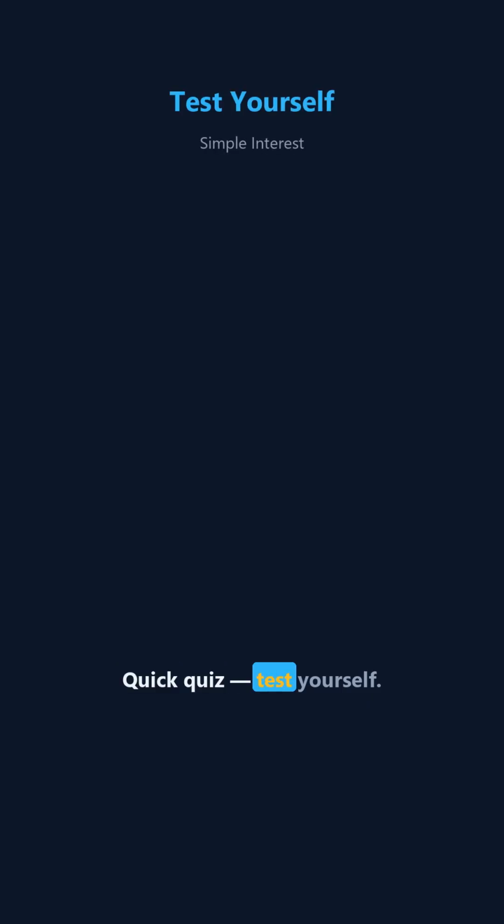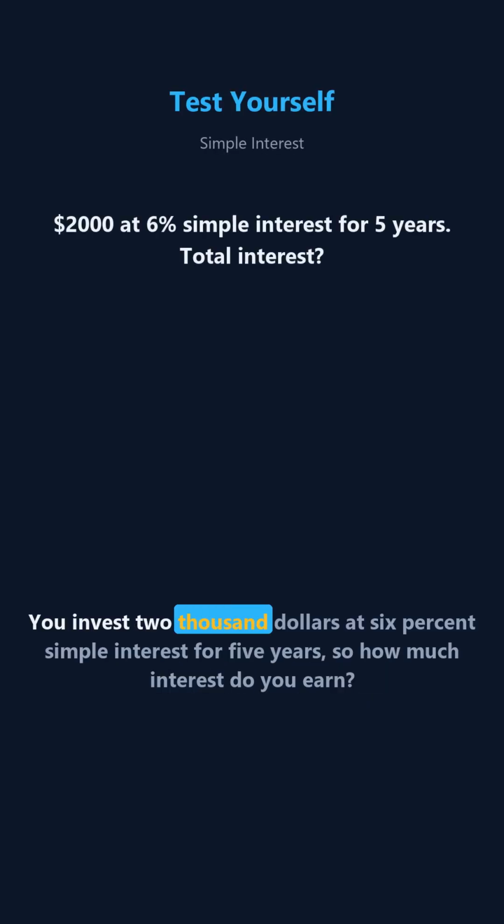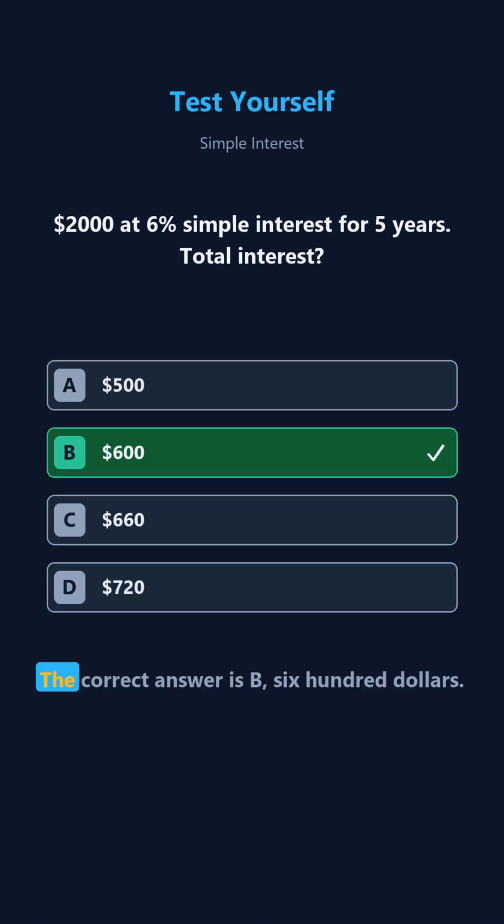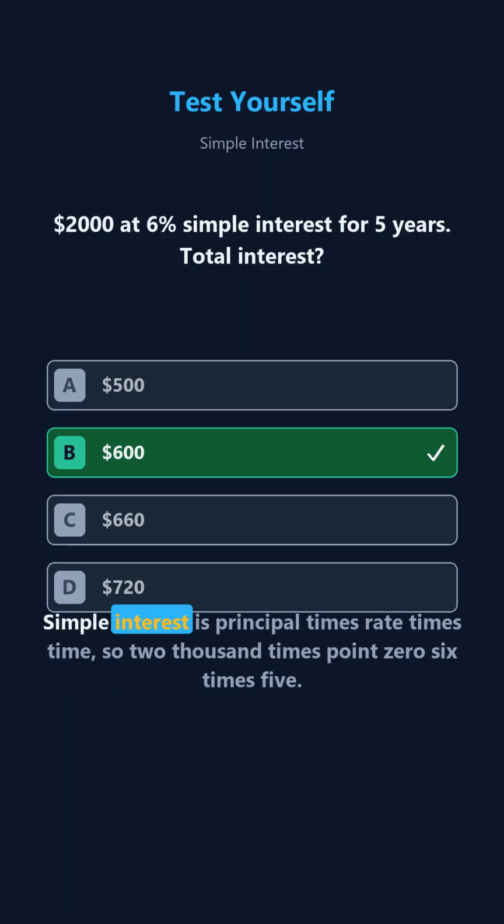Quick quiz, test yourself. You invest $2,000 at 6% simple interest for 5 years, so how much interest do you earn? Here are your 4 options. Pause the video and solve it now. The correct answer is B, $600. Simple interest is principal times rate times time, so 2,000 times 0.06 times 5.